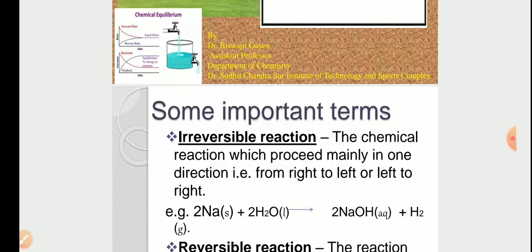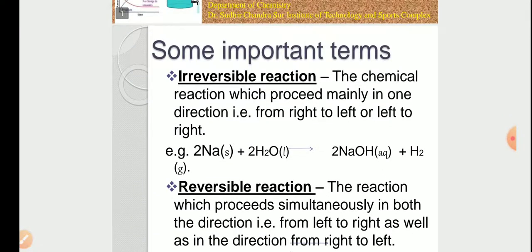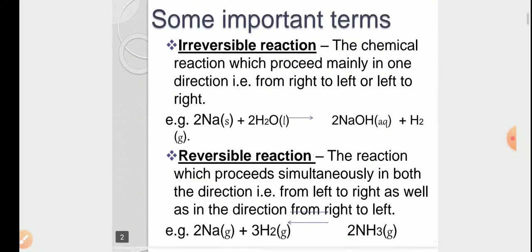Before going into the details, I want to discuss some important terms, that is, irreversible reaction. An irreversible reaction only goes in the forward direction, because if Na is reacted with H2O, it always forms NaOH and hydrogen, and there is no chance for the backward reaction to occur.